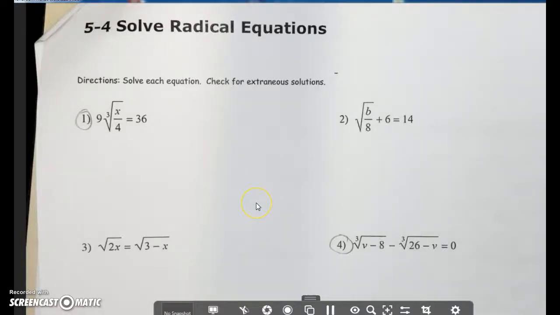Alright, so we are on 5-4, solving radical equations, and this is just applying all of those rules that you know about, and so let's go.